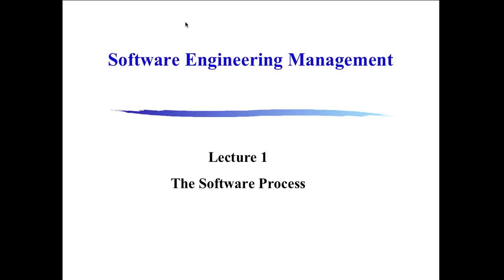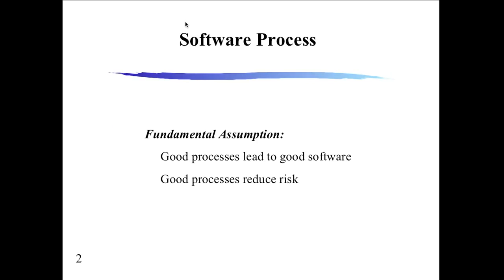So this is complementary to what I just gave you a few minutes ago. It kind of takes on the concepts. It's lecture number 1 of the PowerPoints, the software process. And I know you guys have seen this before from Software Engineering 2. And I say if I show you the slide enough times, you'll kind of get the purpose of this. Good processes lead to good software, and good processes reduce risk, which is why we're doing this, actually.